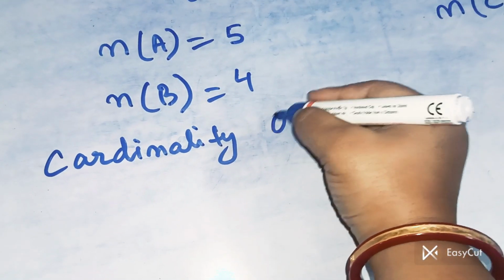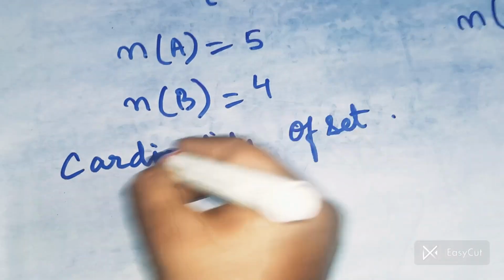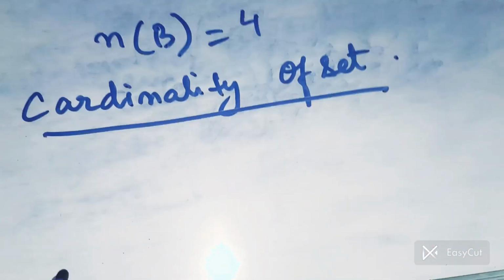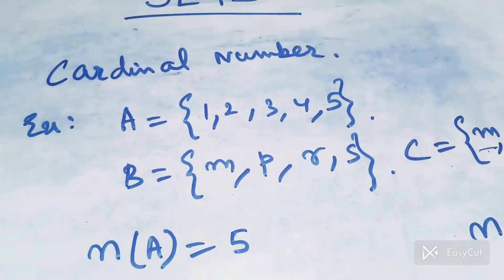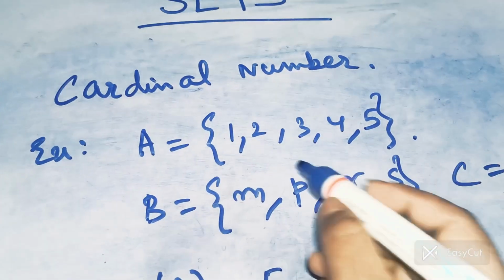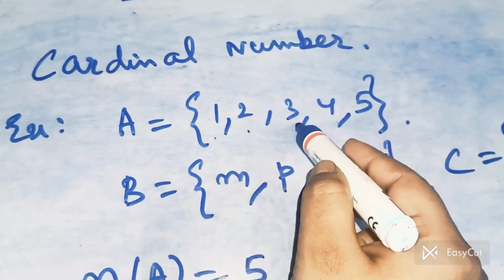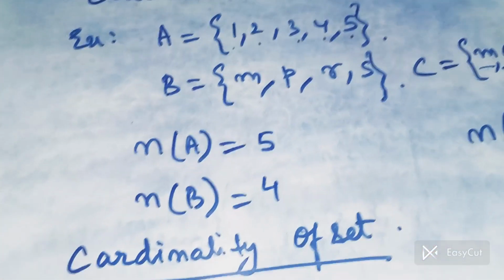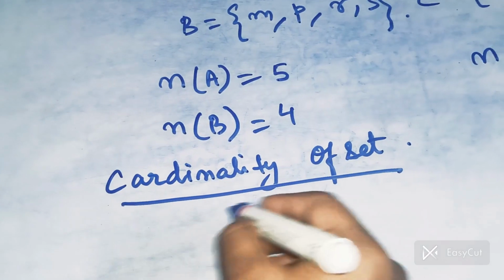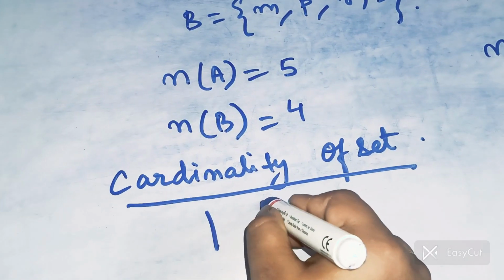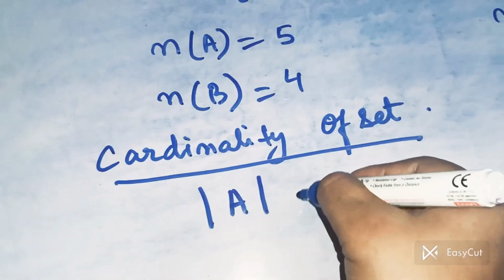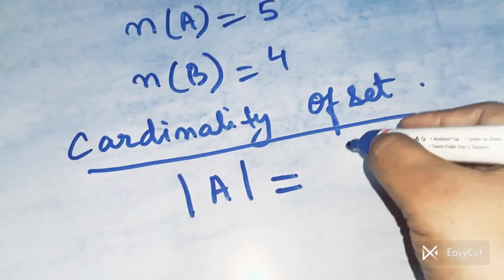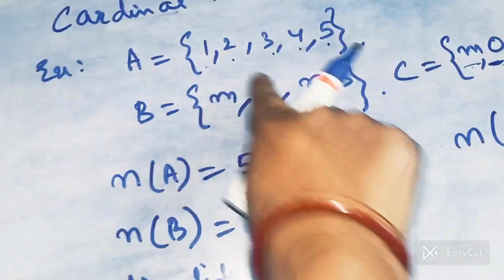Cardinality of a set. What is cardinality of set? It is a measure of the number of elements of the set. Suppose here in set A, we can see how many elements are there? 1, 2, 3, 4, 5. 5 elements are there. So how do we represent cardinality of a set? It is written in this bar. Like this we write it. Bar A bar equals 5. How many elements are there? Here 5.